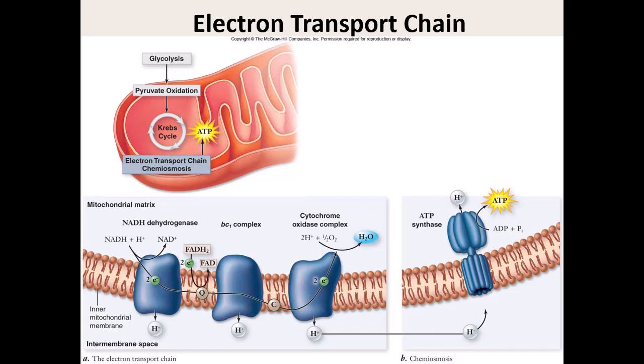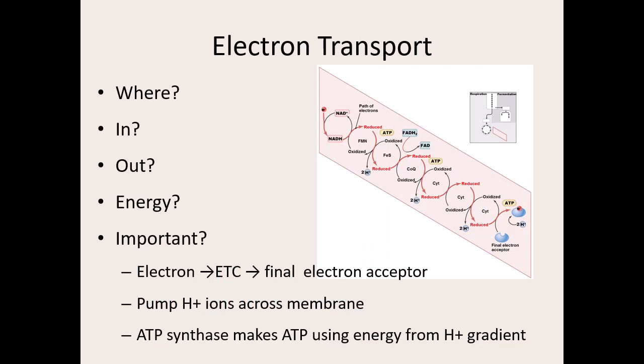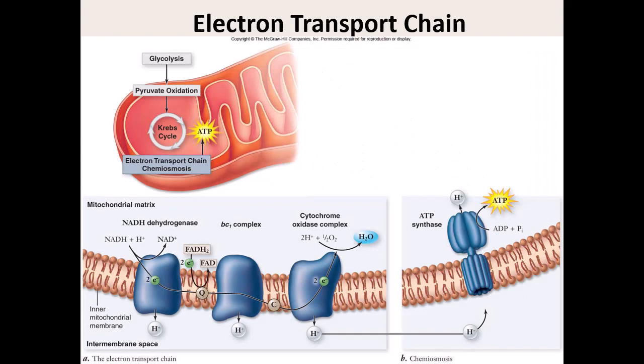Energy produced, 34 total ATP. Give or take a little bit. We go with the average. Is there anything else important? So the electrons. Again, we use the energy of the electrons to pump those hydrogen ions across.